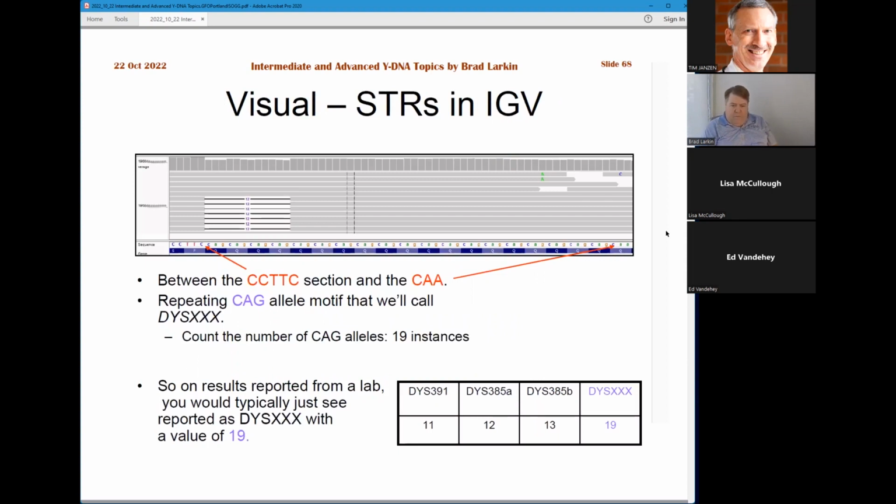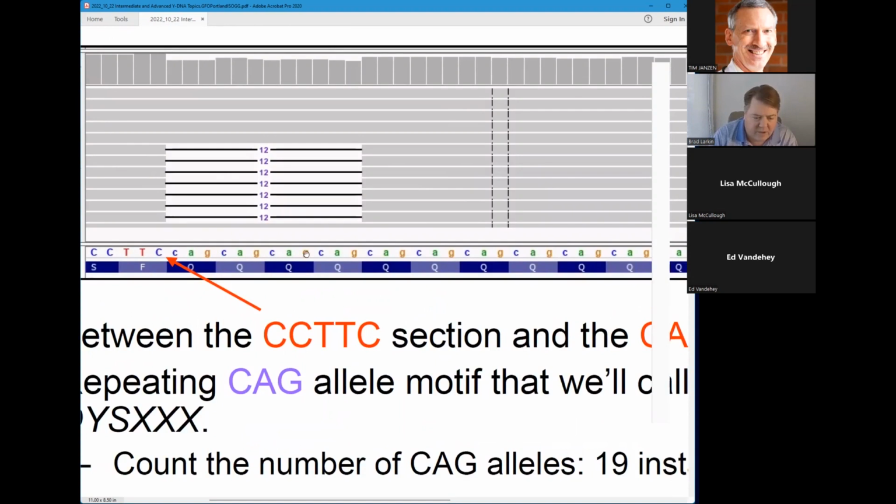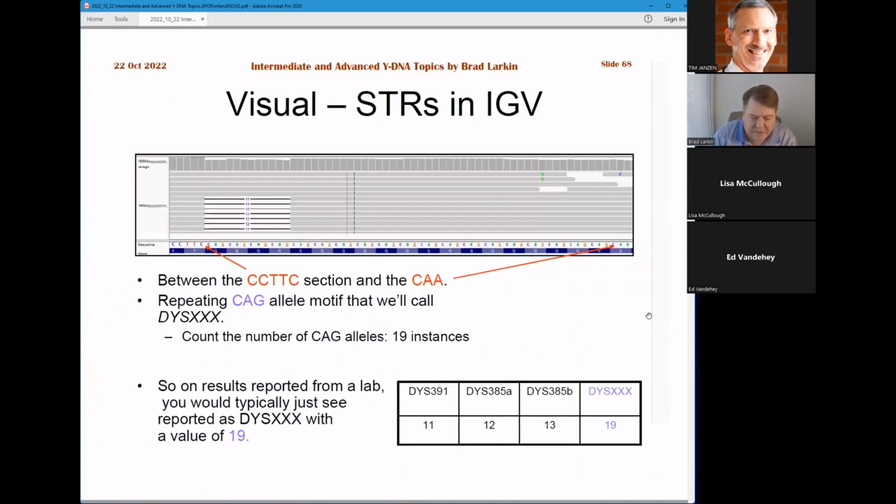So here's one example of looking at some STRs in a chromosome browser. This is a section with CAG repeating allele, and the flanking sections are CCTTC preceding it and CAA after. The STR allele count will be the number of CAG motifs found between these two end caps. And if you count the number up, there are 19 CAGs in there: CAG1, CAG2, CAG3, so forth. And so your results on STR results would be, if this was DYSXXX, you would have 19 allele values there.